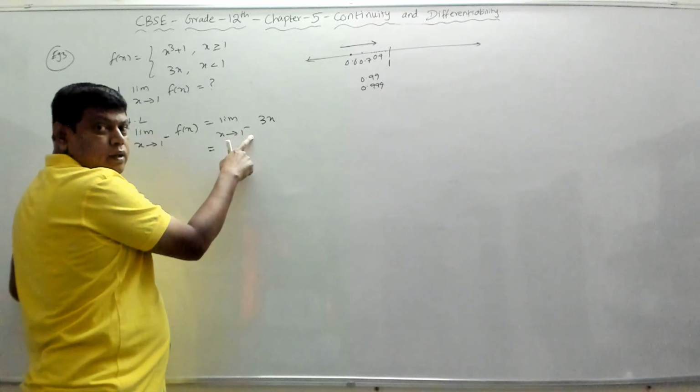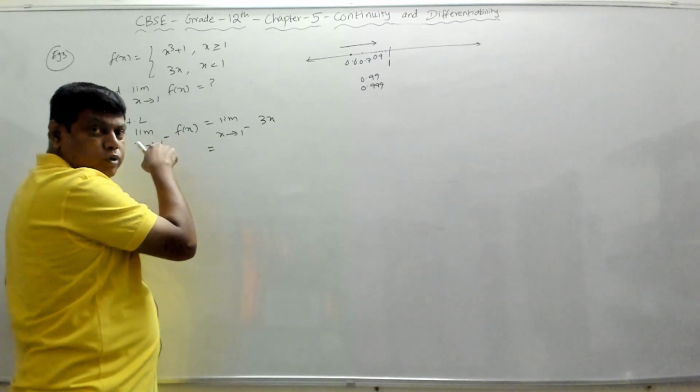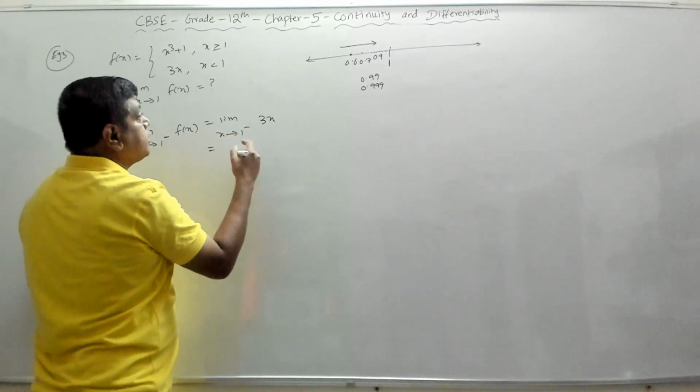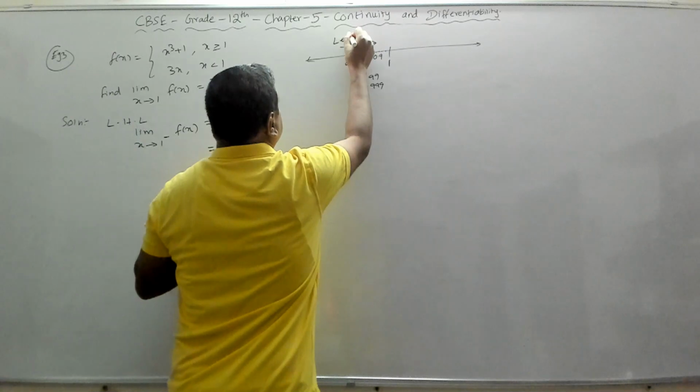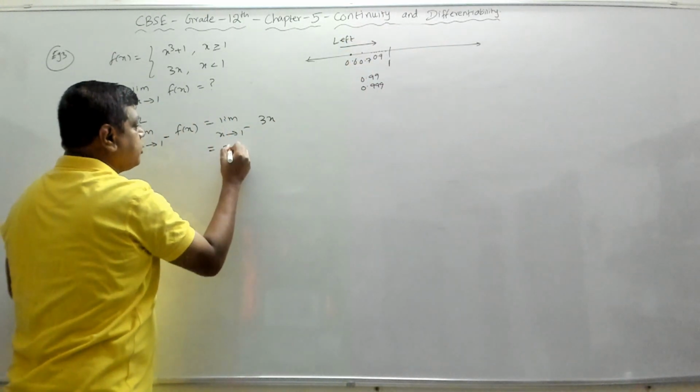1 minus means it is approaching 1 through values less than 1, or through the values on the left side of 1. Right? This is the left side, and this is the right side. We'll come to that right side. So we'll put 1 here. Now we'll get 3 into 1.